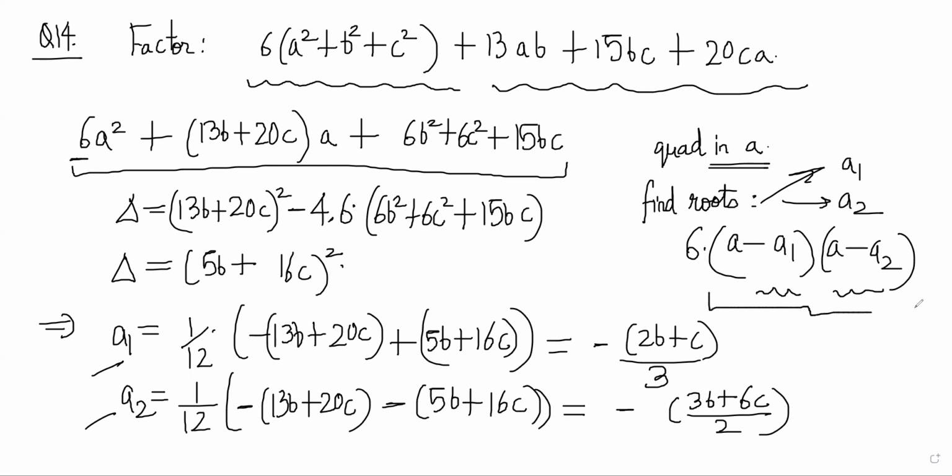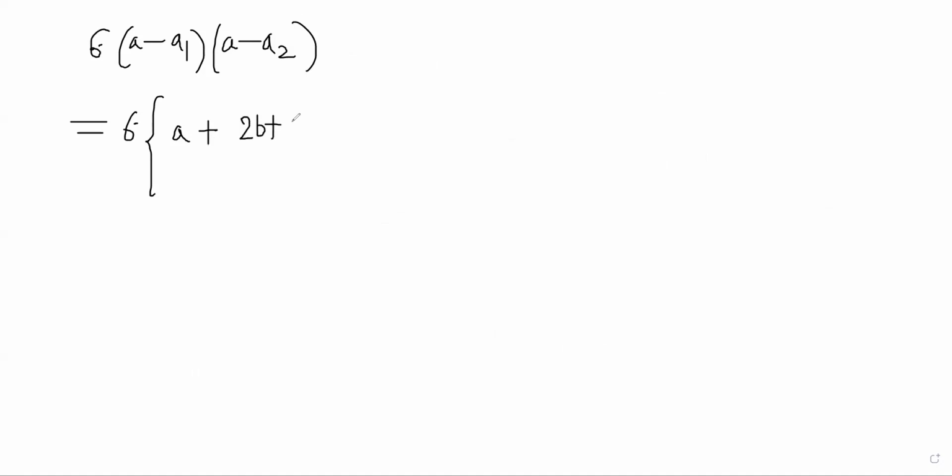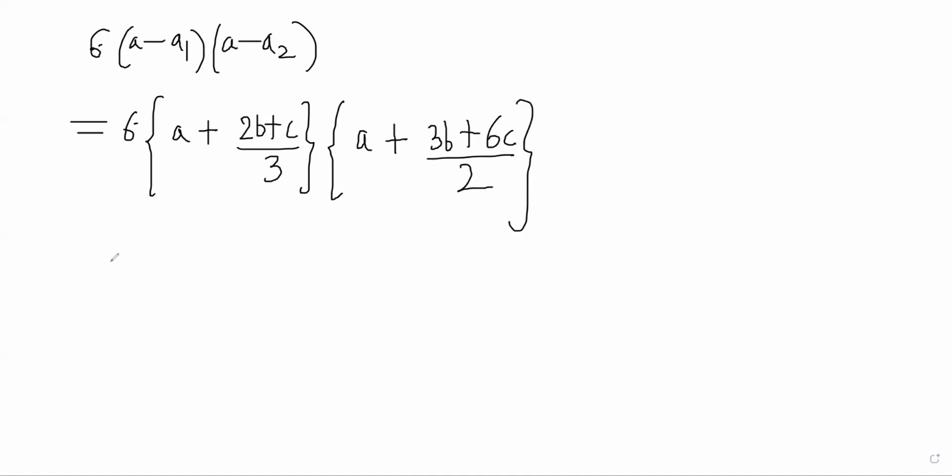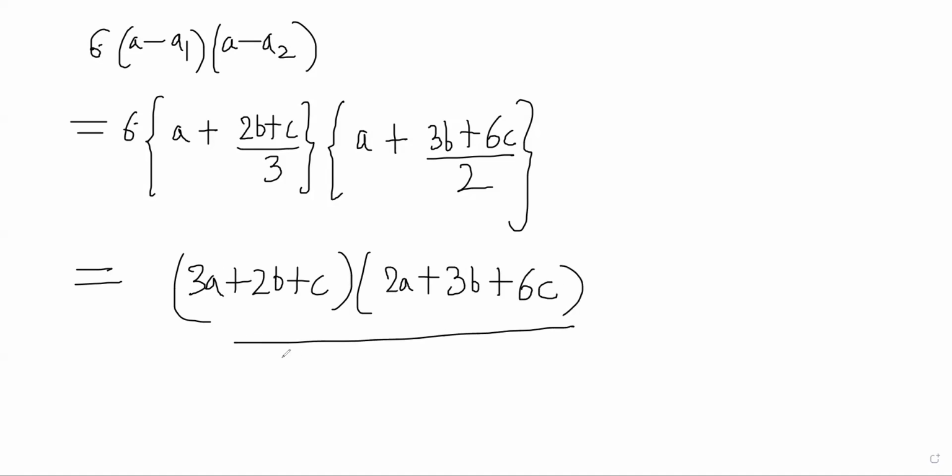So now the factorization is obvious. We'll write it like this. On the next screen, I will write the factorization. It is 6(a − a1)(a − a2), which is 6 times (a + (2b + c)/3) and (a + (3b + 6c)/2). And this will come out to be (3a + 2b + c)(2a + 3b + 6c). We have succeeded in factorizing the problem, right?